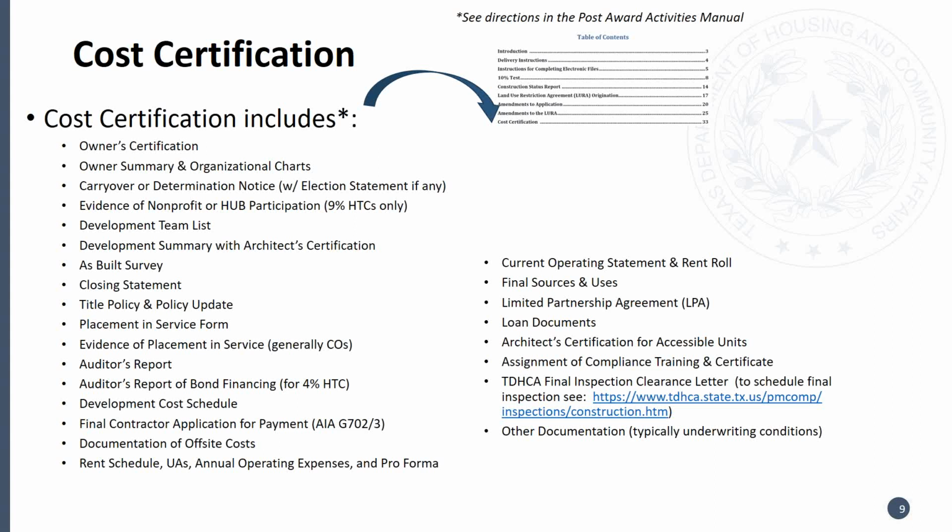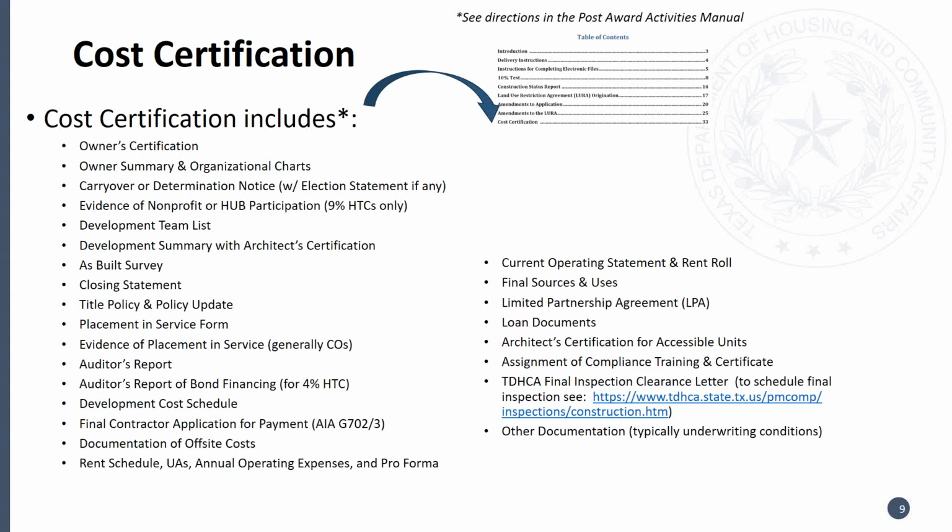The owner certification is a statement that we have the owner complete, basically saying that the cost certification is true and complete, that all the information has been submitted, and there are a couple other disclaimers in there that have to be signed off on. The owner summary and organizational charts, as I was mentioning earlier, one of the checks that we do is comparing the ownership structure at application to the ownership structure once the development had been completed. So that is the information that we go to. And then the owner summary just provides us a contact to reach out to regarding the cost certification. So all of that is identified in that second bullet point.